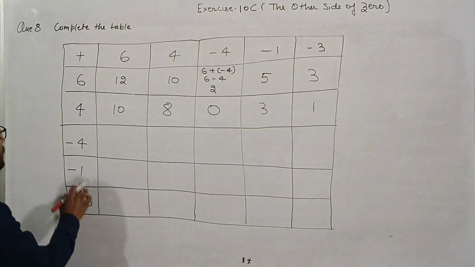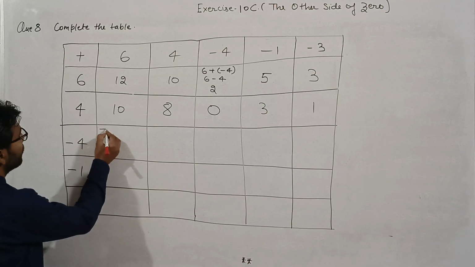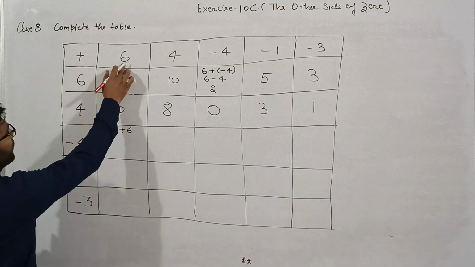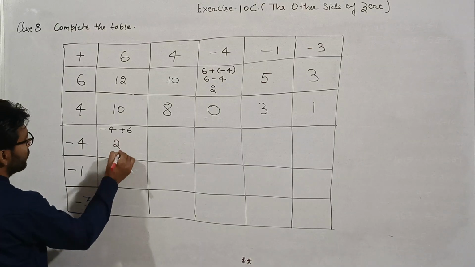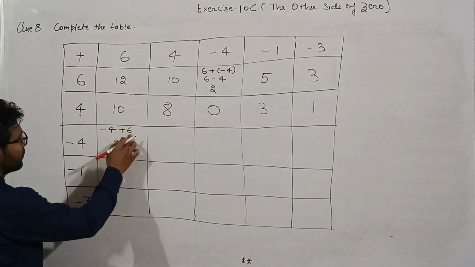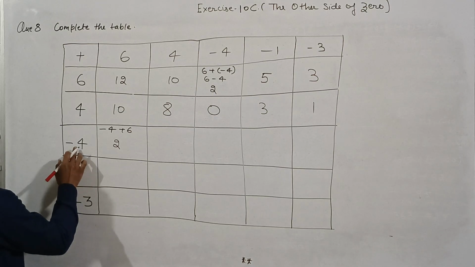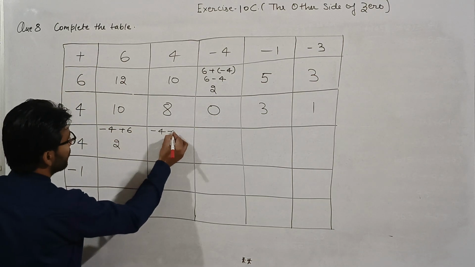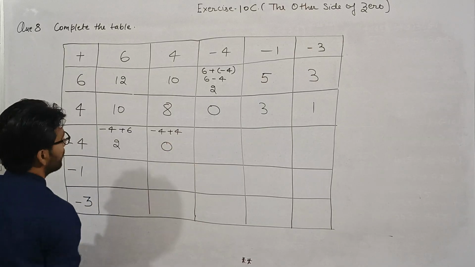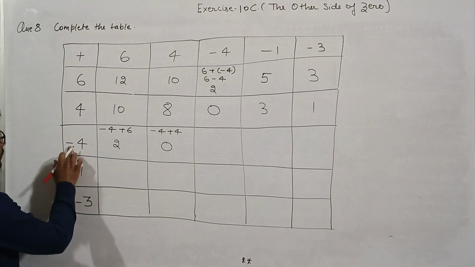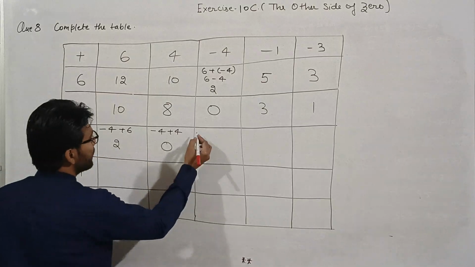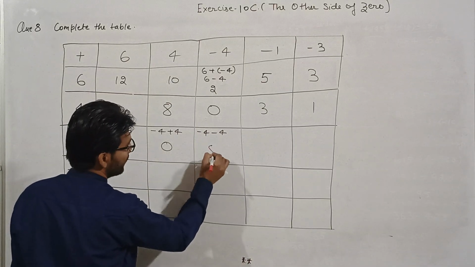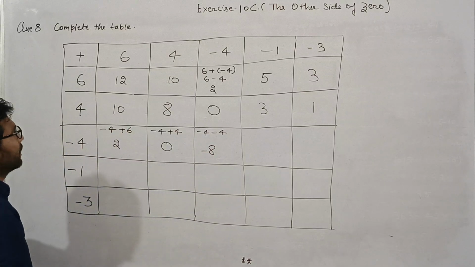Okay, a negative number is there: minus 4. Let me do it here. Minus 4 plus 6 gives 2, plus minus minus, so 6 minus 4 is 2. And here minus 4 plus 4 gives 0. Minus 4 plus minus minus: minus 4 minus 4. Minus minus plus, so minus 8 is our answer.